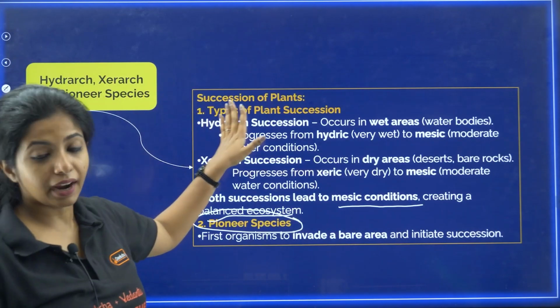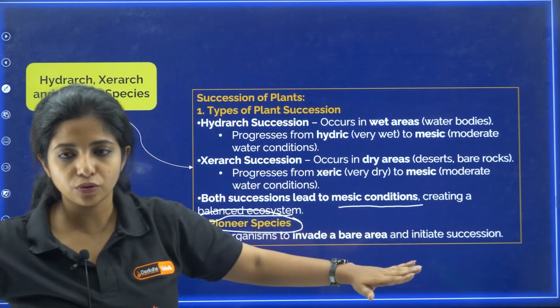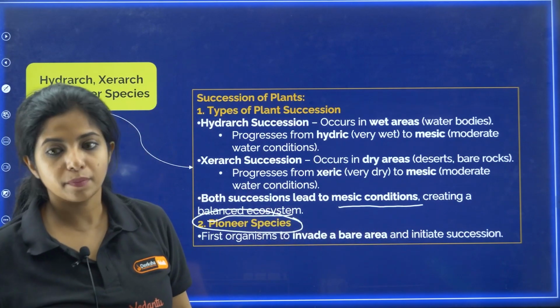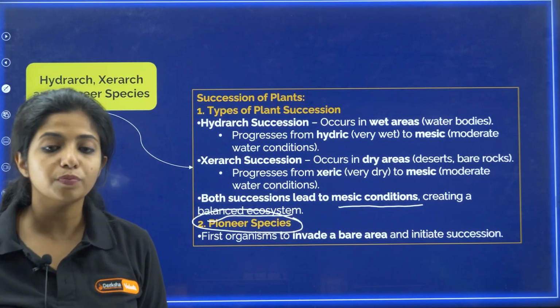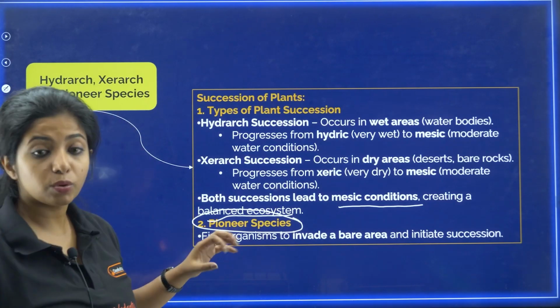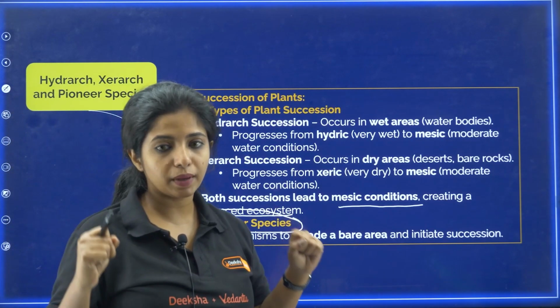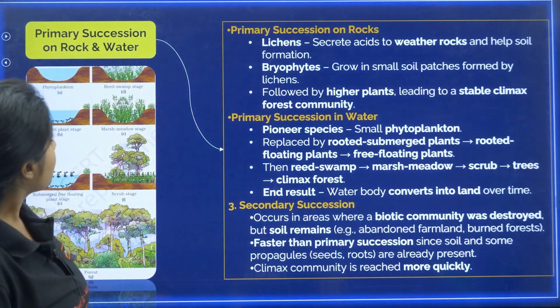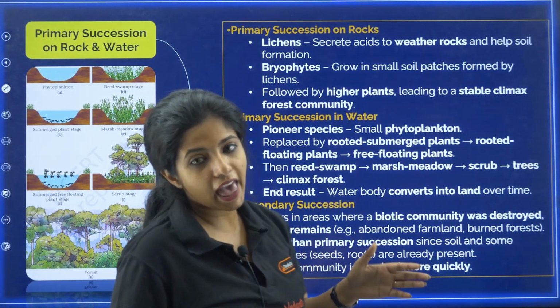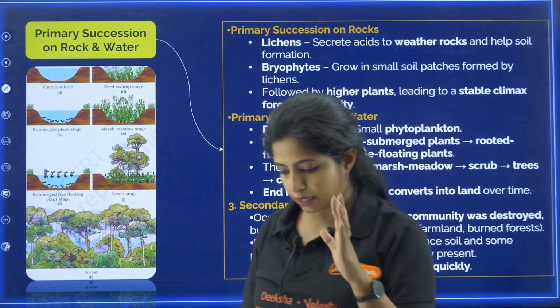Hydrarch, as in there is only water, you are making it into almost moderate water condition, that is mesic condition. Xerarch, as in it is occurring in dry areas, you are converting from xeric to mesic condition. Now pioneer species are the ones to basically invade the bare area for the first time and initiate the process of succession. Now, primary succession on rock and on water. Now you will understand things better.